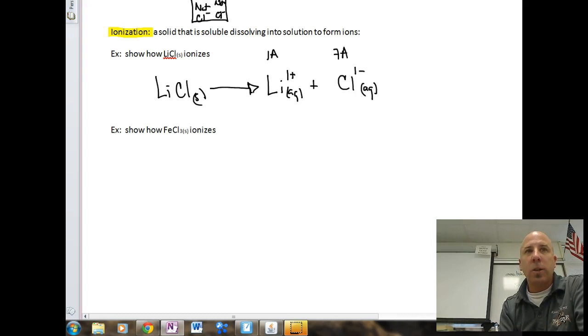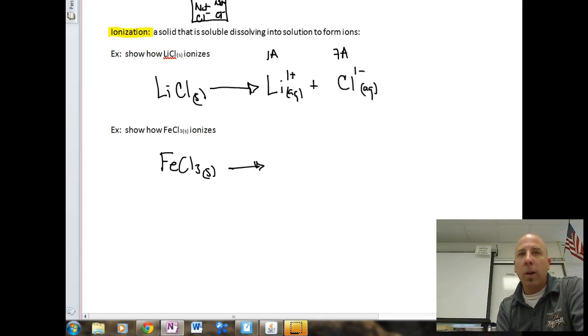The next one says, show how iron 3 chloride ionizes. So once again, we're going to write the formula FeCl3 solid. And we're going to break this up into two ions: the iron plus the chloride, AQ, AQ, because these are both aqueous, being dissolved in water.